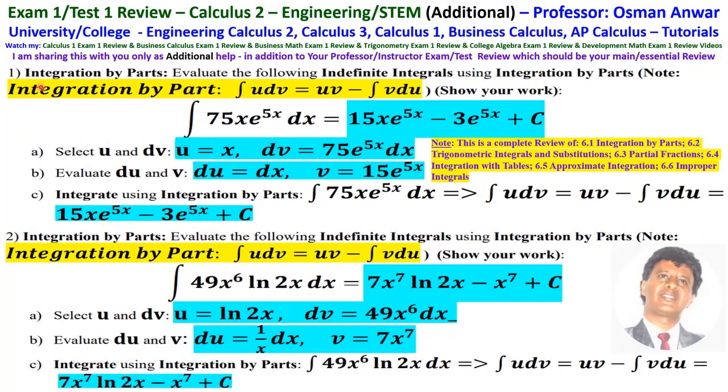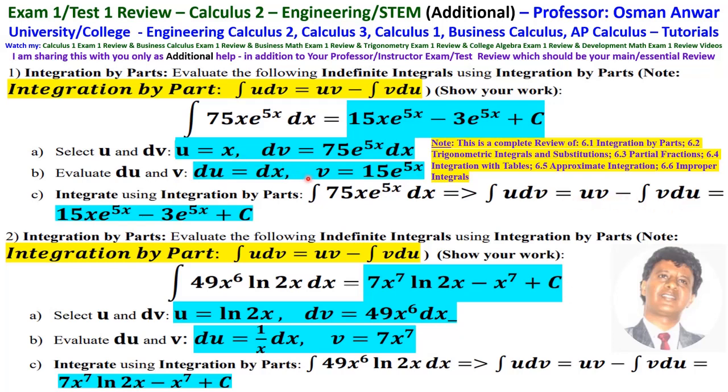Number 1 is integration by parts. Integrate 75x e to the 5x dx. We're going to select u to be x. Then dv is 75 e to the 5x dx. Then du is dx. Then v is the integral of 75 e to the 5x dx, which is 75 e to the 5x over 5, which is 15 e to the 5x. Then this integral is equal to uv minus the integral of v du.